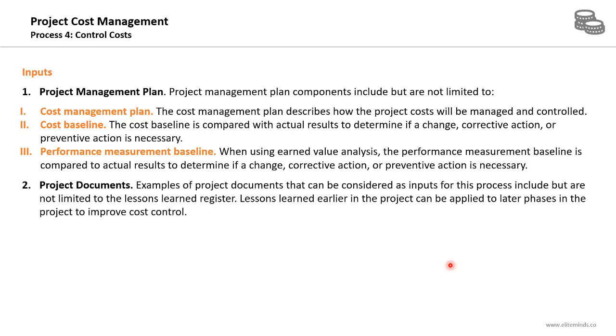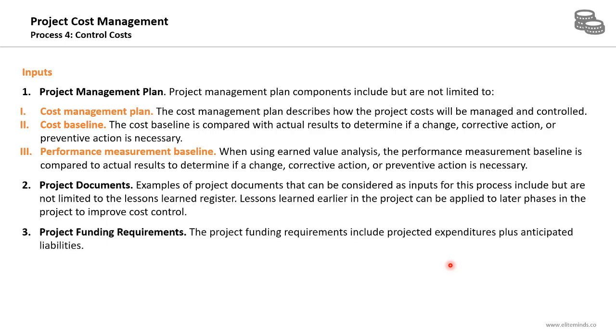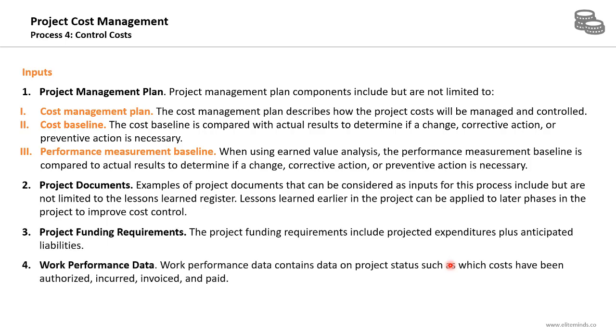Some of the project documents, or actually only one project document, will be used as an input to this process, which is the lessons learned register. Lessons learned earlier in the project can be applied to later phases in the project to improve the cost control. The third input will be the project funding requirements. It includes projected expenditures plus any anticipated liabilities throughout the project life cycle.